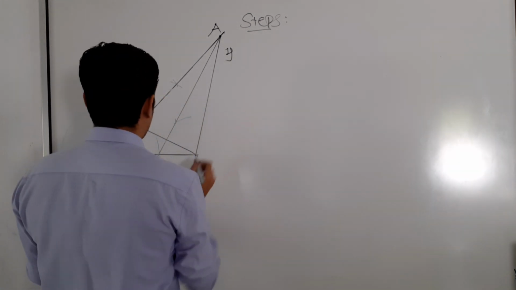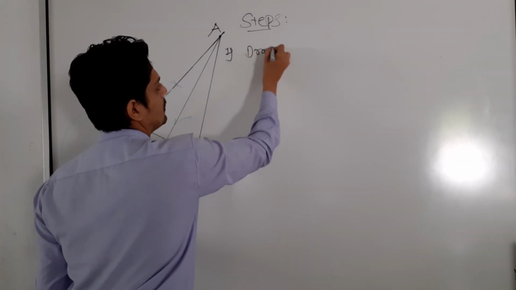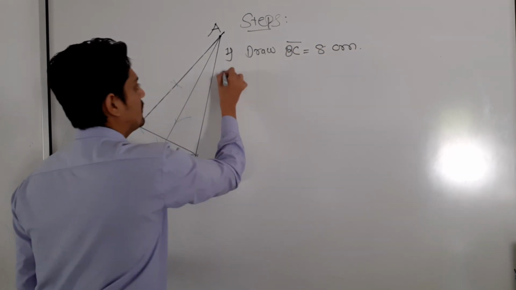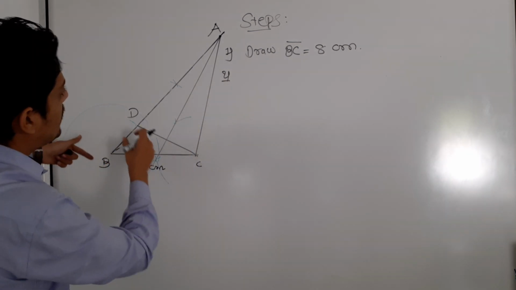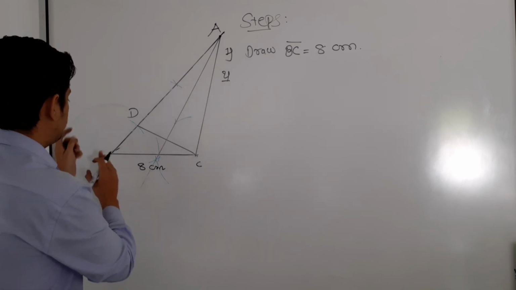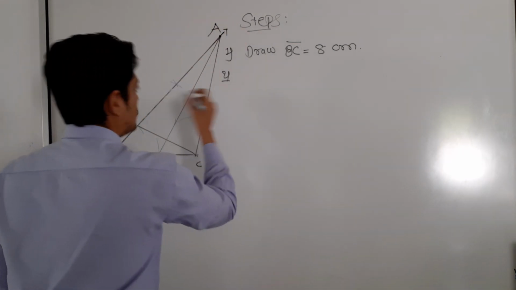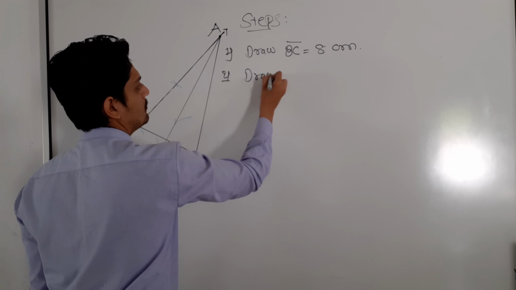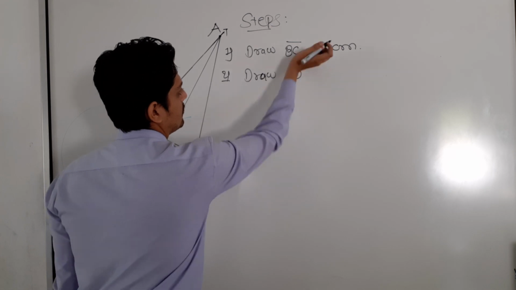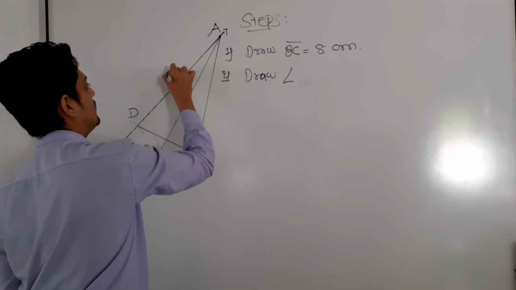So let's draw line segment BC equal to 8 cm. Then what we have done, now let us draw ray DBC, otherwise any name you can give. Draw angle, not DBC but some other name we should give, E.